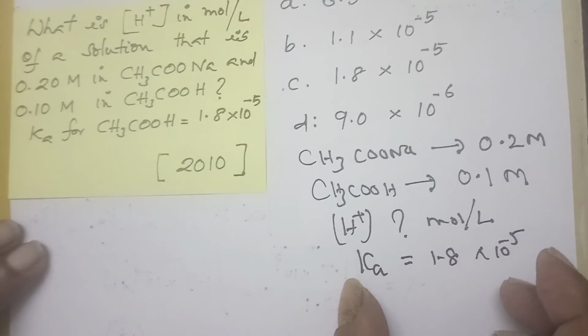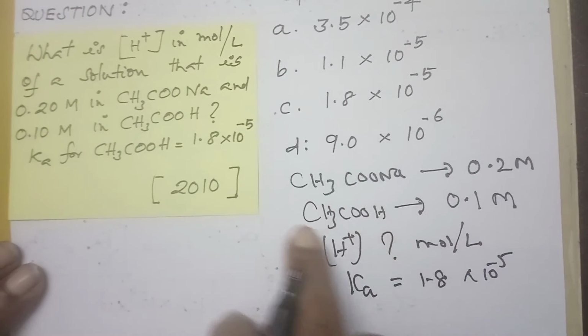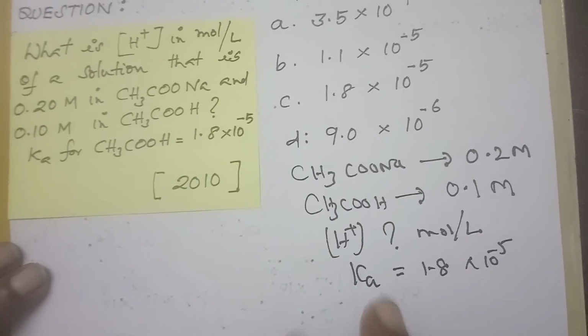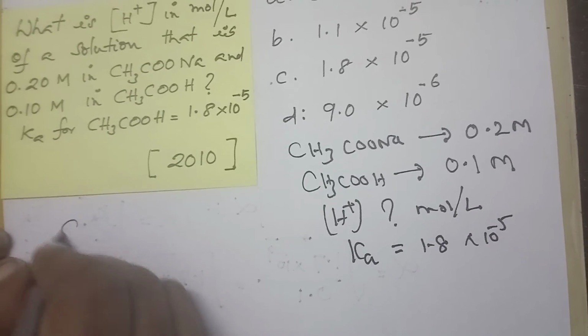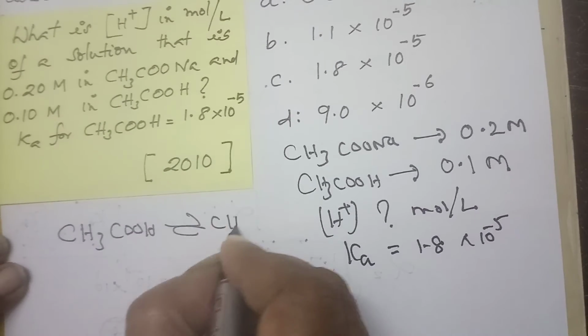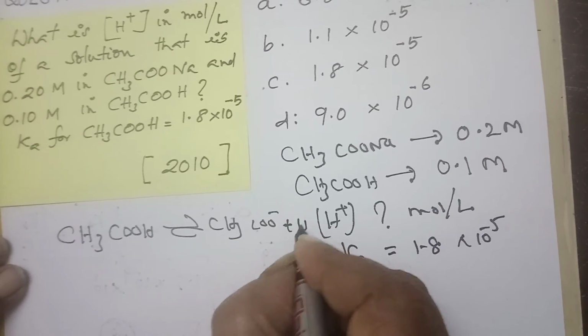What we have identified is that this is related to two things. This is the strong electrolyte and this is the weak electrolyte. So the topic is related with ionization of a weak electrolyte. Let me write the ionization of the weak electrolyte, where acetic acid is the weak electrolyte, which on ionization gives CH3COO minus, plus H plus.